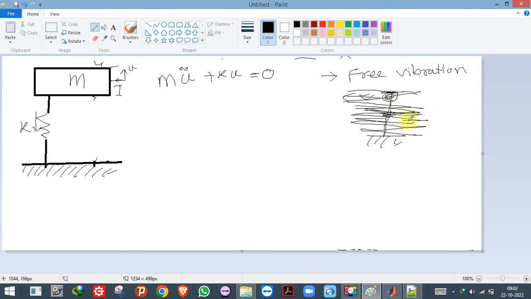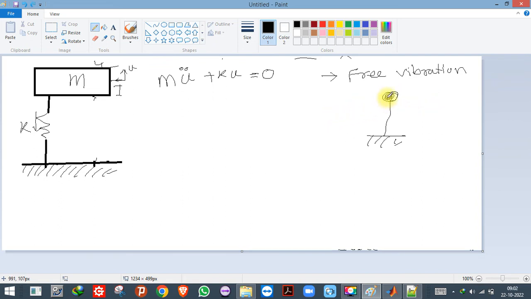When it is forced vibration, what happens? The difference between free and forced vibration is that I pull this and keep on applying the force. I first pull on this side, then again I pull on the other side, like that. So my force is continuously present in the system.